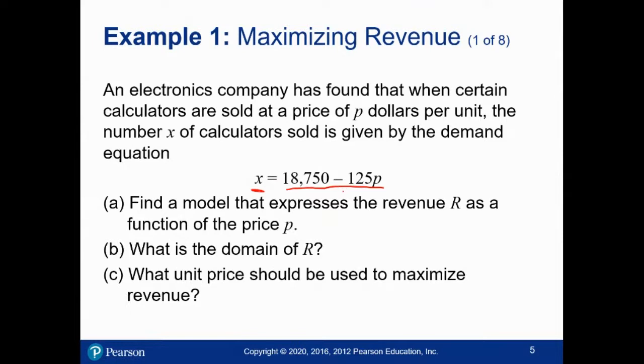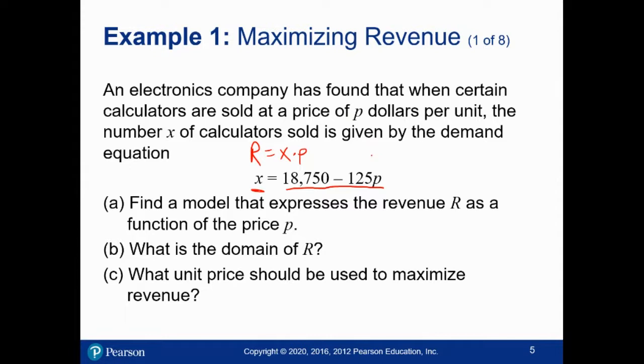Express R as a function of P, what's its domain, and then the important question, what unit price will maximize revenue? Okay, remember that the revenue is the product of X and P. So if I take this whole thing and I multiply it by P, what's the domain and what will be the maximum value? So I'll pause here while you try to answer that.